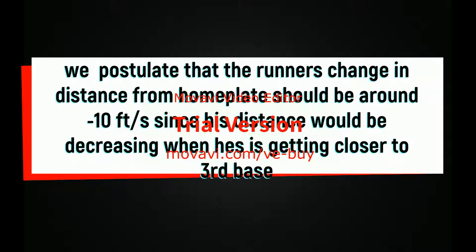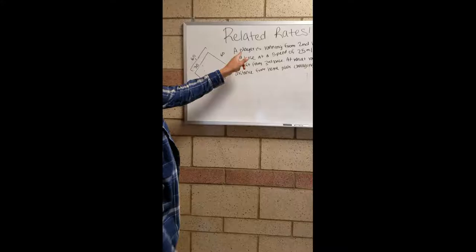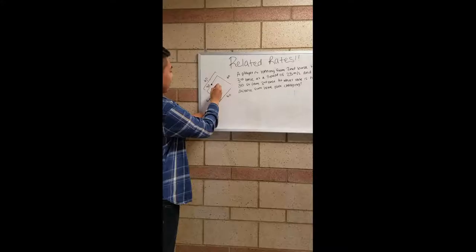Go. A player is running from second base to third base at a speed of 25 meters per second and is 30 feet from third base. At what rate is his distance from home plate changing? So, the runner would be approximately right here, and his distance from home we could label as H.